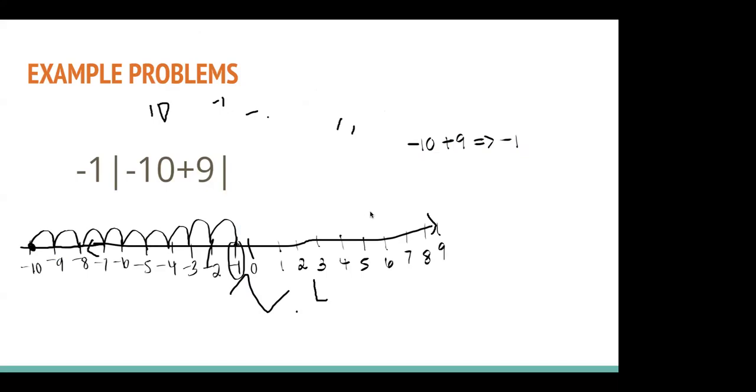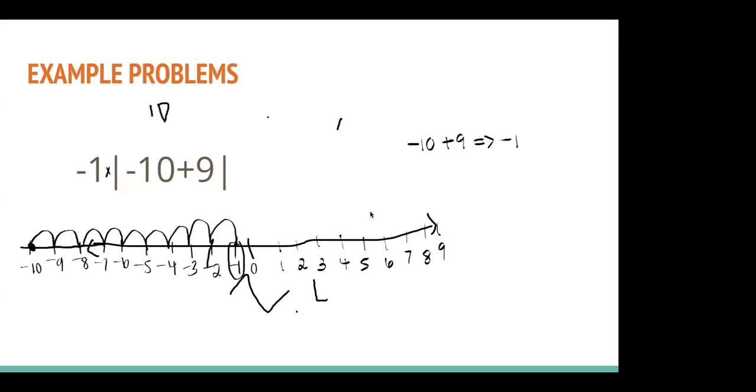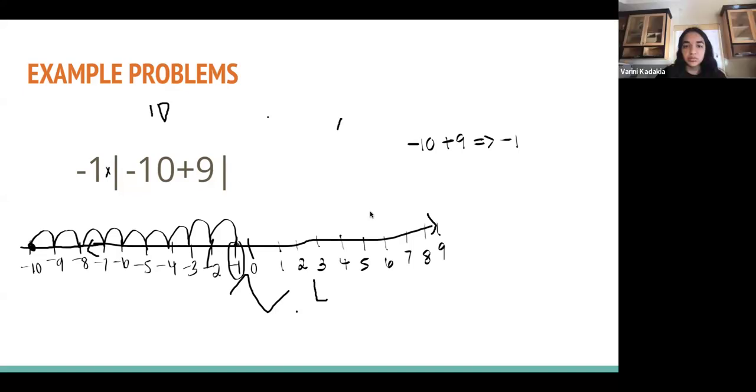What is this negative 1 for? It should be multiplied by. Thank you.